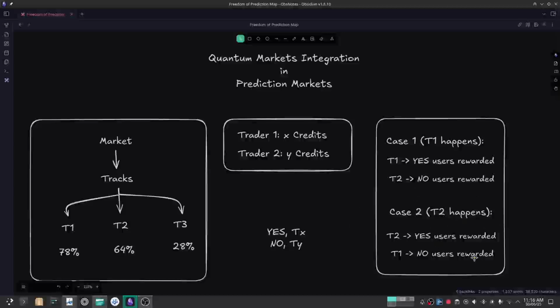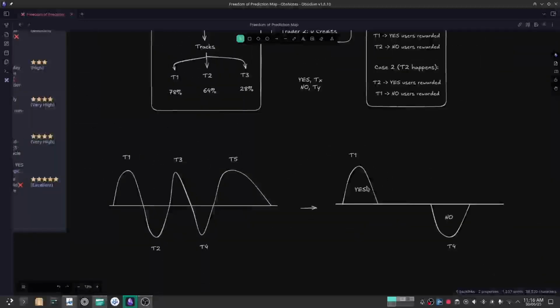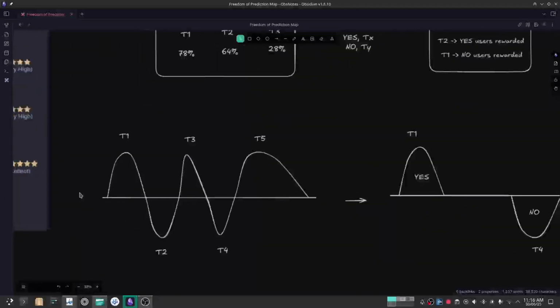In case 2, if T2 becomes true, then obviously T2's yes share users will be awarded, and the highest probability no share users will be awarded, which is T1's no share users. So this is how this market works.